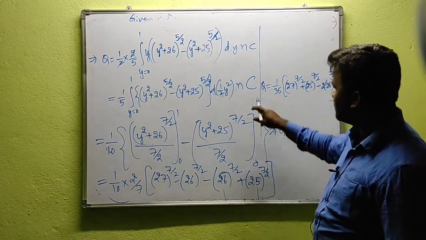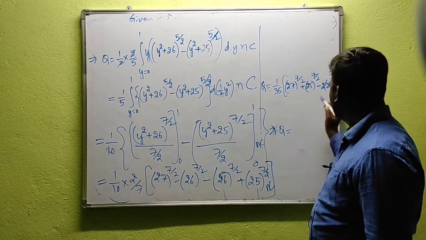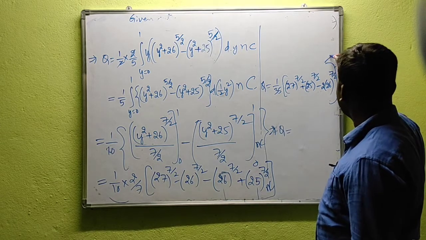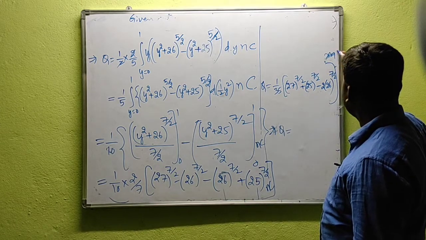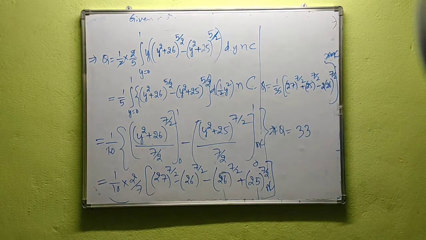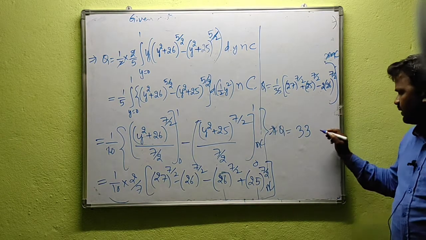And I forgot one thing, it is nanocoulomb, here also nanocoulomb, here also nanocoulomb, this one into nanocoulomb, this one into nanocoulomb. Finally you will get q equal to 33.15 nanocoulomb.